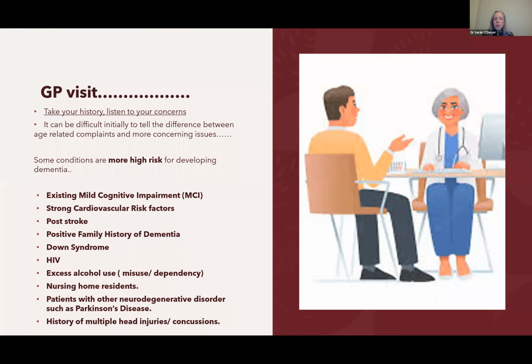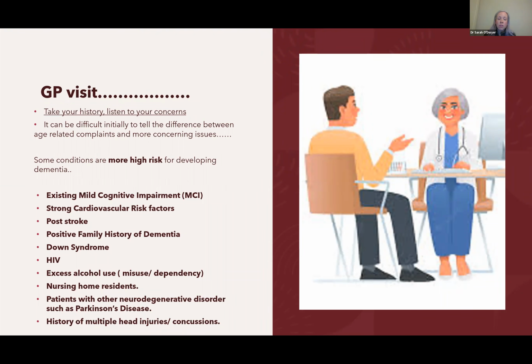So when you go to see the GP, the first thing the GP is going to do is take a list of your concerns. And the reason for that is because they need to determine whether this is something that they need to flag. Is there something of concern here? And there's certain conditions that are more high risk associated, or higher risk of association with dementia than others. And therefore, obviously, existing mild cognitive impairment. So if someone has already an established diagnosis of mild cognitive impairment, they're already along that trajectory towards a diagnosis of dementia. So they're obviously at increased risk inherently of progressing along that pathway.